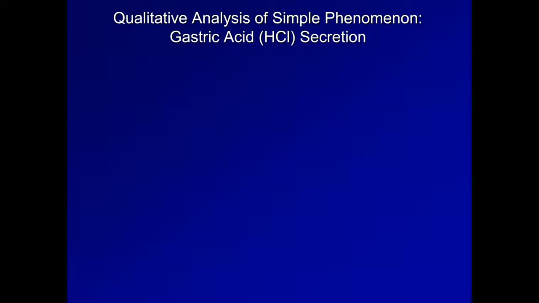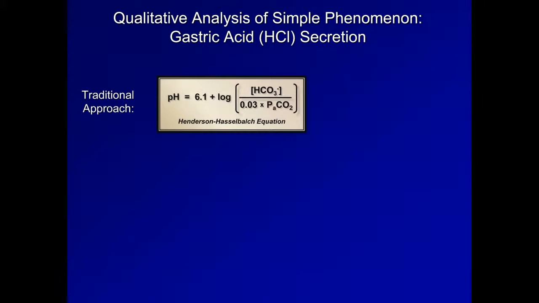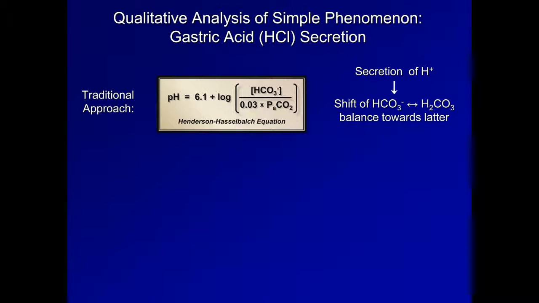To further compare different approaches to acid-base physiology, I want to look at a very brief qualitative analysis of a simple physiologic phenomenon, gastric acid secretion in the stomach. The traditional approach is based on the Henderson-Hasselbalch equation. In this model, secretion of hydrogen ions into the stomach lumen by parietal cells shifts the equilibrium between bicarbonate ion and carbonic acid towards the latter.